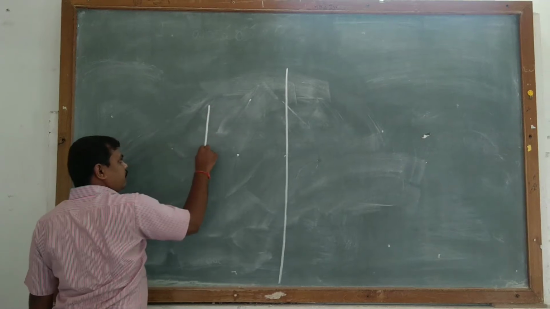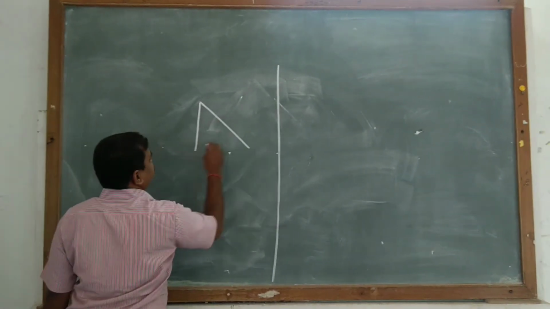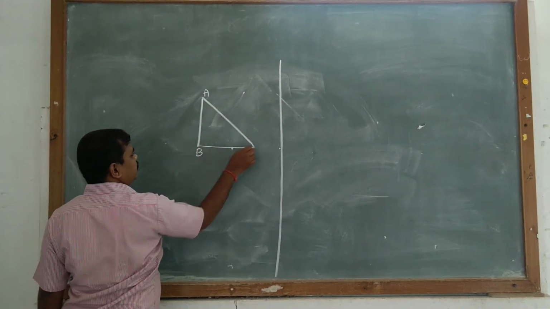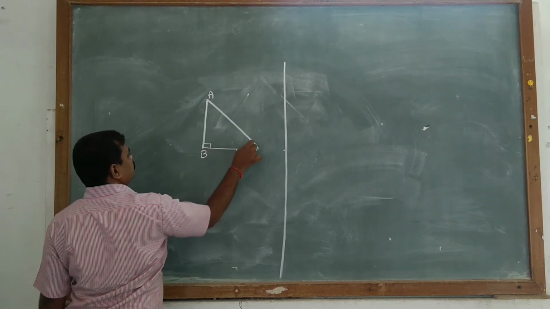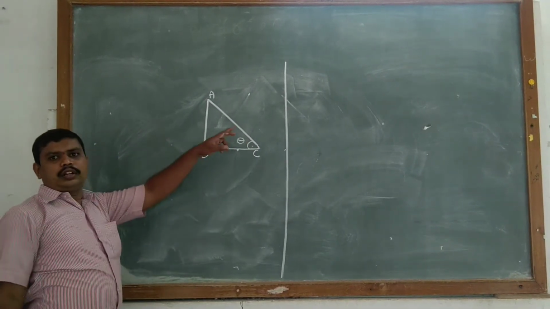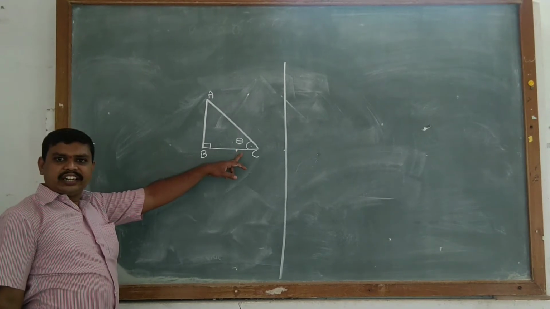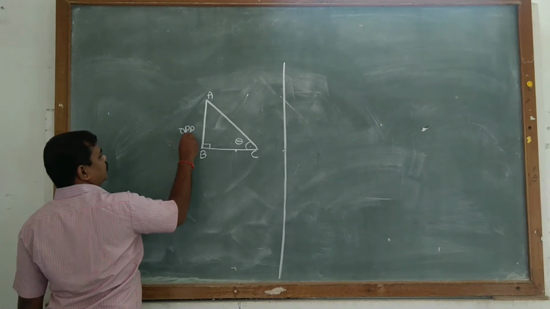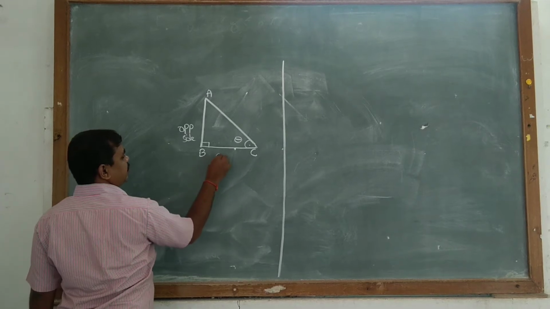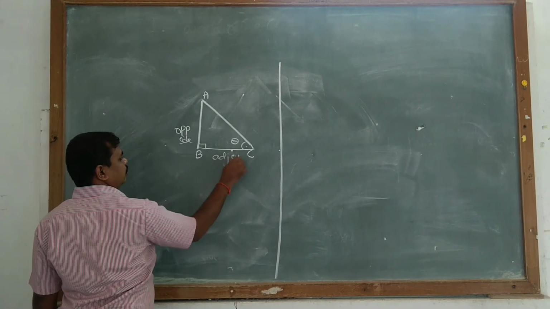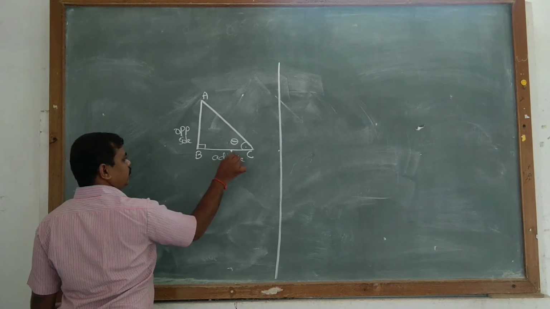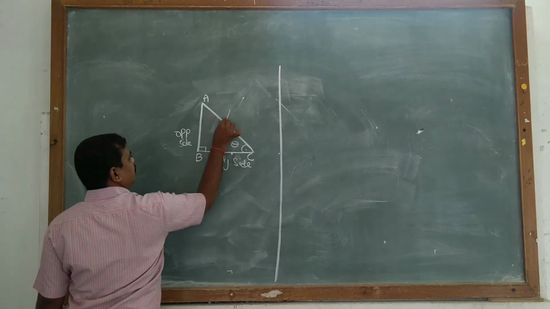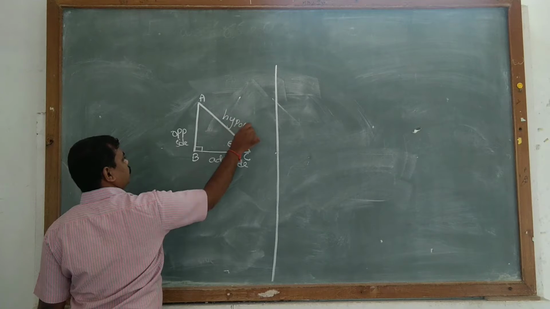Okay students, this is our right angle triangle, A, B and C. This is theta. The side opposite to theta is the opposite side. And this is the base side, which is called the adjacent side, and the longest side is called the hypotenuse.